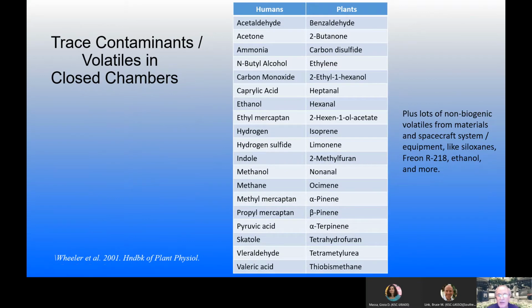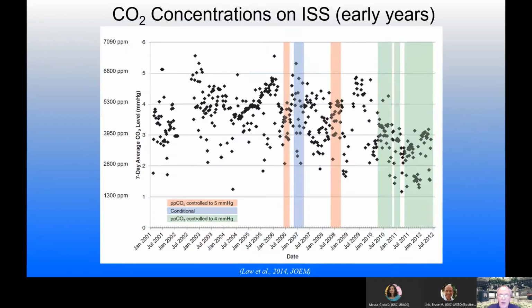There are all kinds of things. Clearly, the one that's high on the list for plant chambers is ethylene gas. Plants make ethylene, they use it as a hormone and as a growth regulating compound. And so that's one you want to watch very carefully in any kind of closed environment. It could be in the spacecraft itself, it could build up in the plant chamber. So you need to be aware of these kinds of organic compounds that can build up in closed environments.